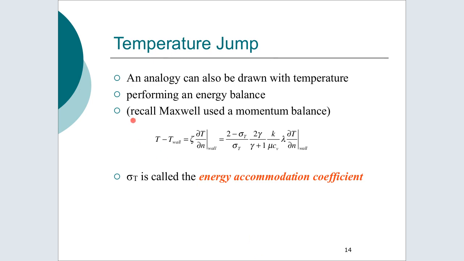Now, there's also a temperature jump that I won't dwell too much on. Again, there's a definition for it there. You can see that it's based on a wall normal temperature gradient. And sigma_T is often referred to as the energy accommodation coefficient. Okay, so again, this is for when we have temperature gradients in place. Okay, so more for the heat transfer side of things.